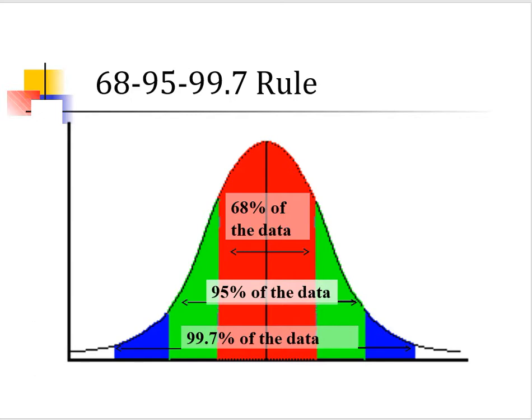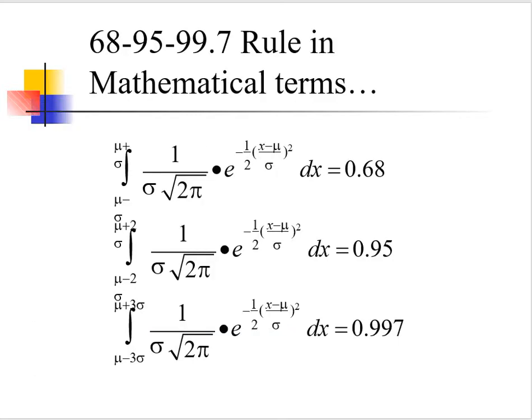These are the mathematical terms. The integral from mu minus sigma to mu plus sigma, mu minus 2 sigma to mu plus 2 sigma, and mu minus 3 sigma to mu plus 3 sigma. These are the formulas. Here the integrals of the density dx are 0.68, 0.95, and 0.997.